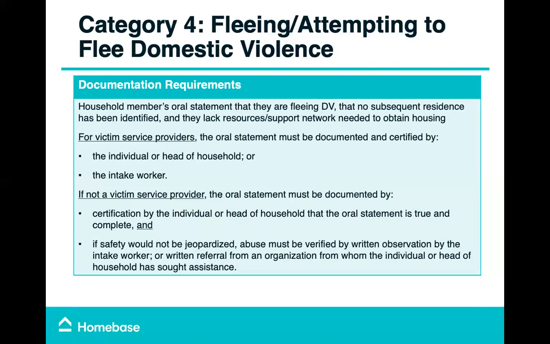The written referral or observation need only include the minimum amount of information necessary to document that they're fleeing or attempting to flee. And when considering obtaining these referrals, the safety of the client is really the utmost priority. So the client has the final say on whether or not it's safe for you to reach out to these third parties to get this documentation. So always defer to the client's determination about what's safe before contacting third parties.